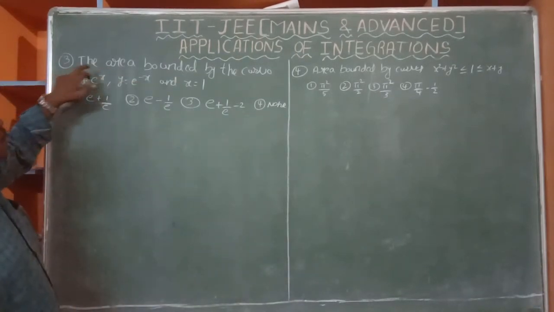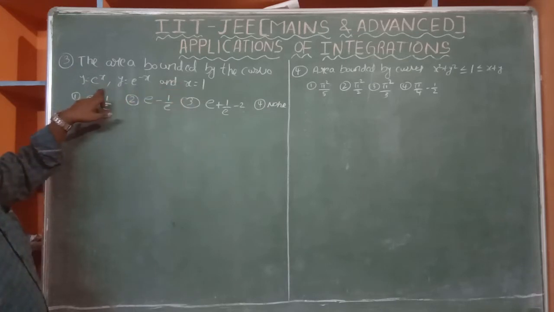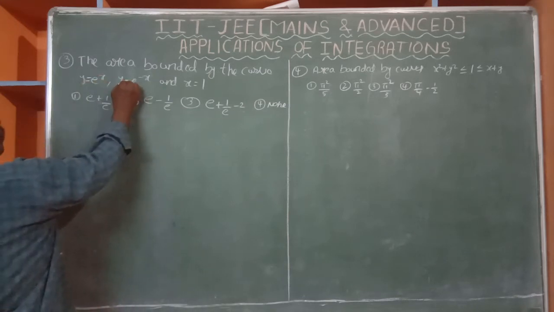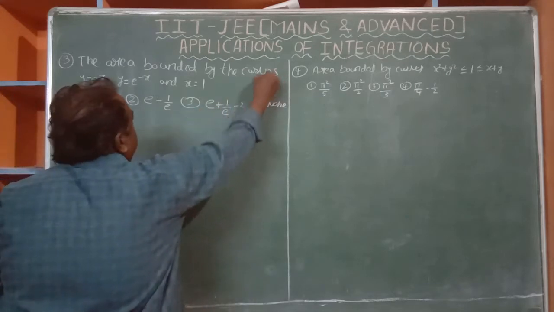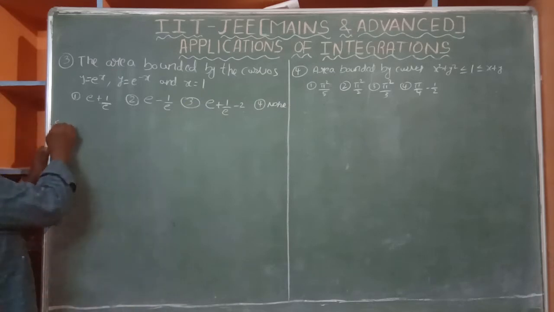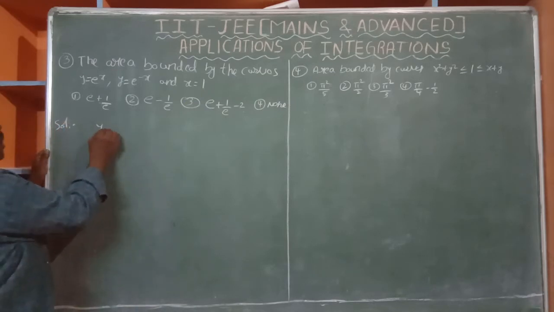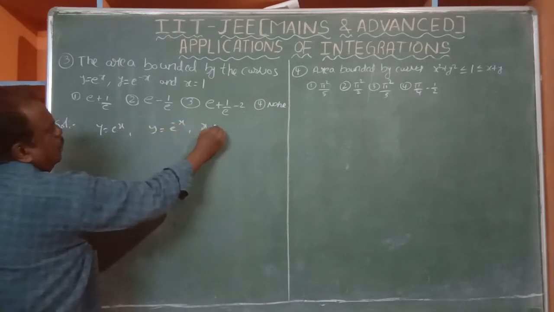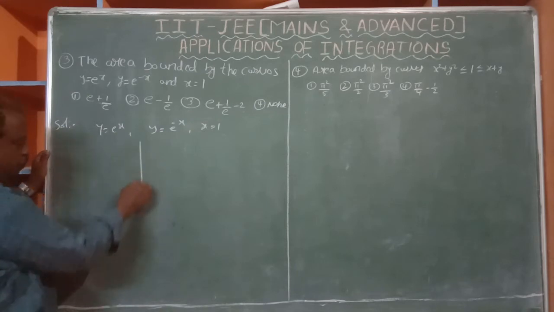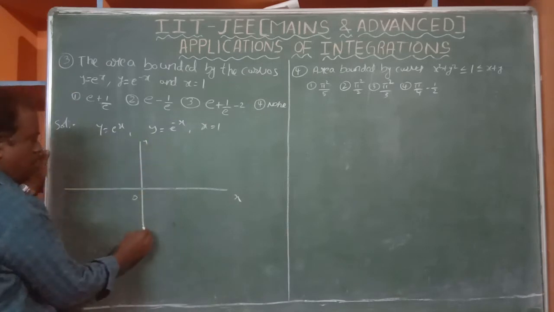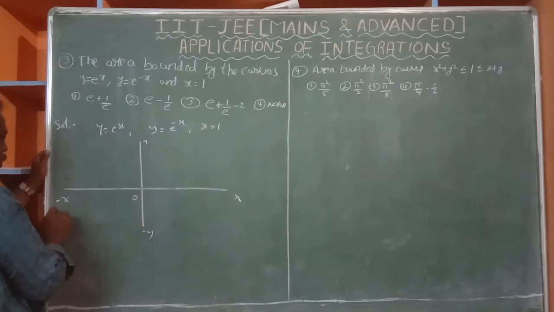Third one. The area bounded by the curves y is equal to e power x and y is equal to e power minus x, and x is equal to 1 is the ordinate. You say y is equal to e power x and y is equal to e power minus x, x is equal to 1. The graphical knowledge is very much needed.